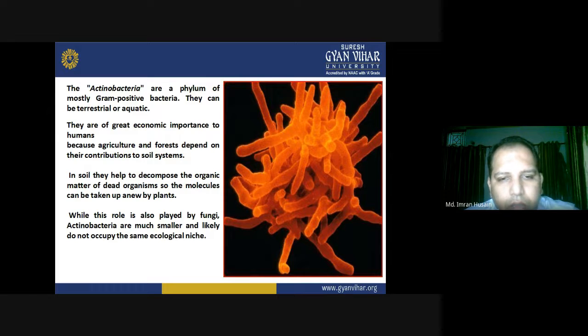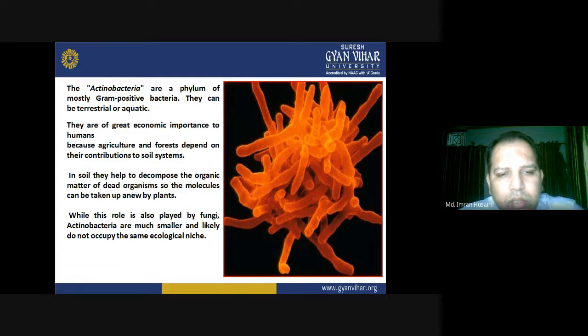In soil, they help to decompose the organic matter of dead organisms so the molecules can be taken up anew by plants. So when any organism dies, they try to break down its organic molecules, that are complex substances, into simpler substances. In this ongoing process, the complex molecules are broken down into simpler molecules. This is done so that the simpler molecules can readily be absorbed by the plants in general.